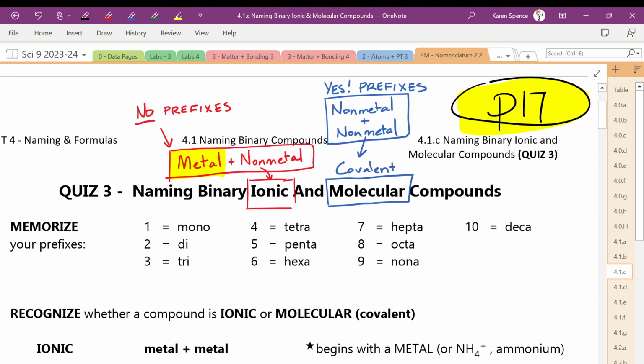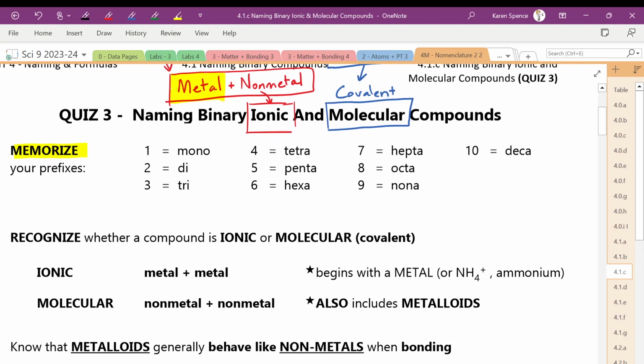So you've got to recognize whether the compound is ionic or molecular/covalent. You also need to make sure that you have memorized your prefixes, because if you keep writing penta and you mean hexa, you're going to lose marks for that, right? So make sure you've memorized those. If you have trouble with memorizing things and you need a list, let me know. I can provide one for you, okay?